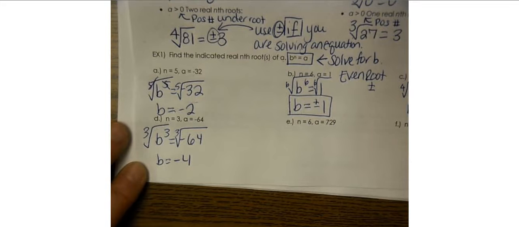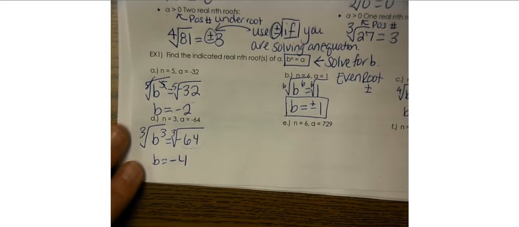Please be careful when it comes to the number 64. 64 occurs a lot. 64 is 4 to the third power, and 64 is 8 squared. So you need to be very careful in deciding which we're talking about.